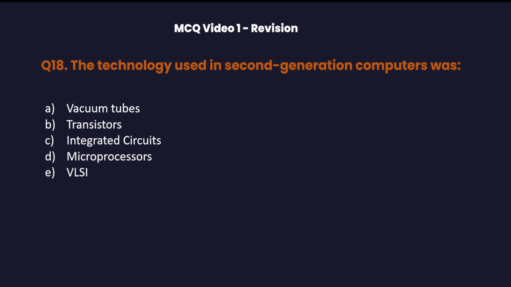Question number 18. The technology used in second generation computer was. The right answer is option number B, transistors. Vacuum tubes, generation 1. Transistors, generation 2. Integrated circuits, generation 3. Microprocessors or VLSI, generation 4.